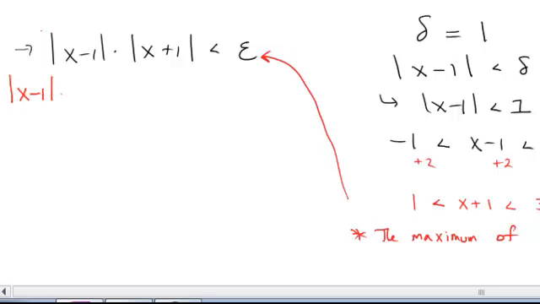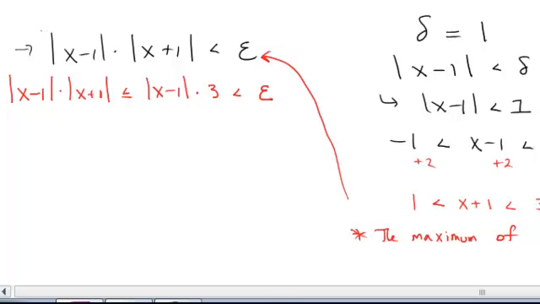When we talk about something being at its maximum, well, we know that the absolute value of x minus 1 times the absolute value of x plus 1 will always be less than or equal to the absolute value of x minus 1 times the maximum value of the absolute value of x plus 1, which in this case is 3. Okay, so we create this new inequality chain.